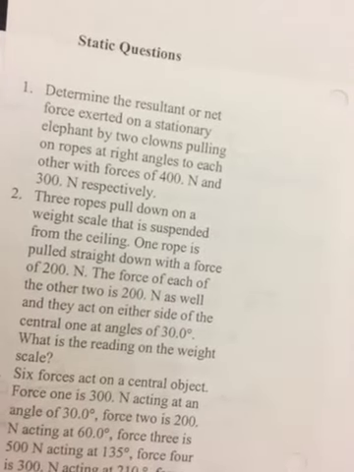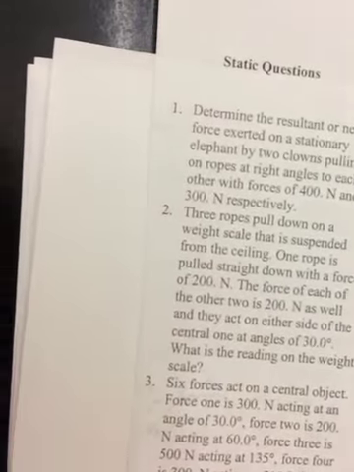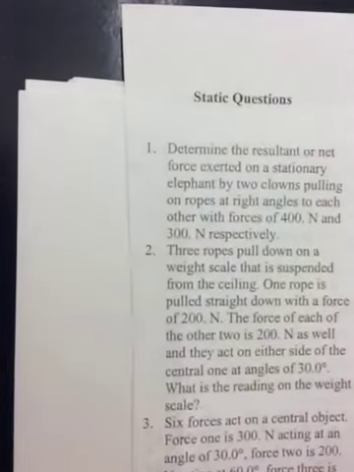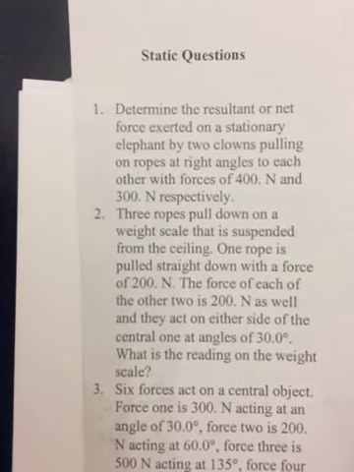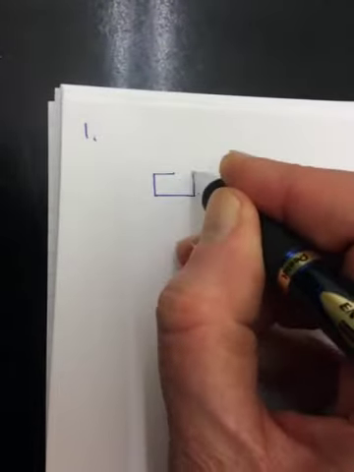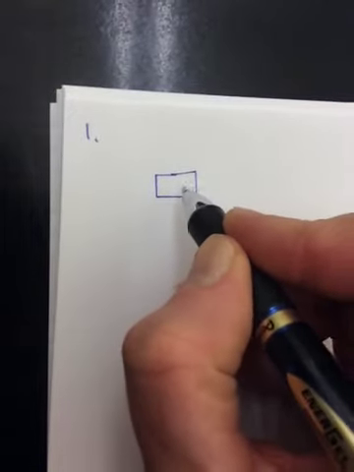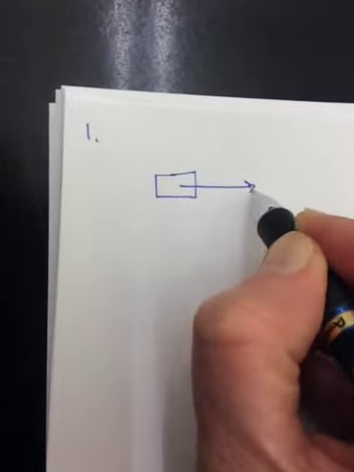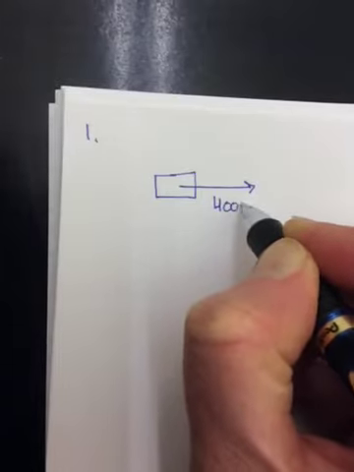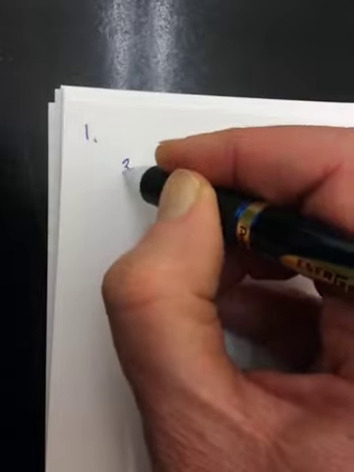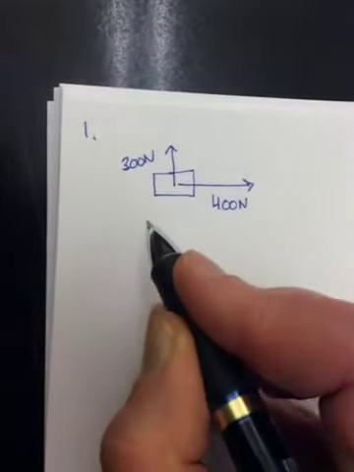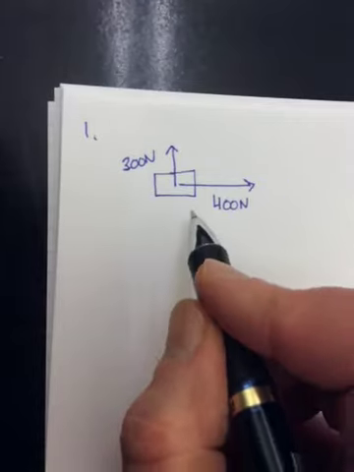So on the back, determine the resultant or net force exerted on a stationary elephant by two clowns pulling on a rope at right angles to each other with forces of 400 and 300 newtons respectively. Okay, so my elephant is going to be a box. One dude is pulling with a force of 400 newtons, and it doesn't say which way. And the other dude is pulling with a force of 300 newtons, and it doesn't say which way.